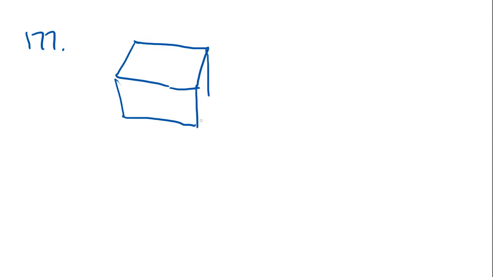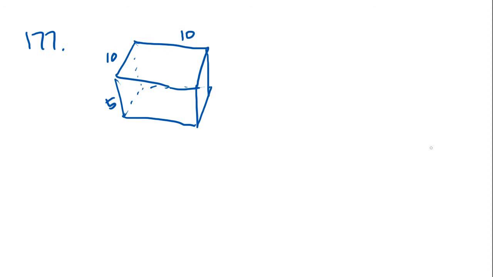Number 177 gives us a rectangular box. I will draw it right now. Here's your rectangular box. And they say that this box is 10 inches wide, 10 inches long, and 5 inches high. What is the greatest possible straight line distance in inches between any 2 points on the box?